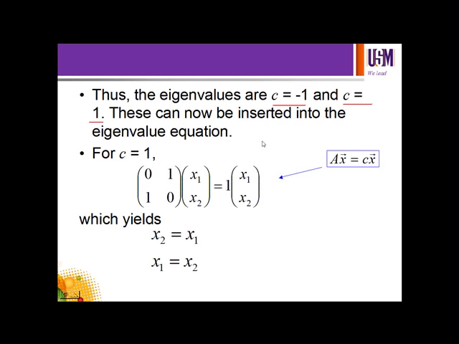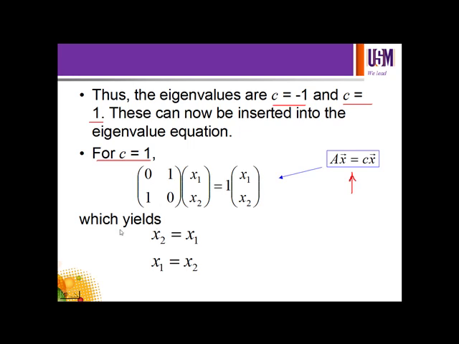These values can now be inserted into the eigenvalue equation. For C equal to 1, we have this matrix representing the operator, 0, 1, 1, 0, and this is the eigenvector x1, x2, and this is C equal to 1, and this is the eigenvector again. This is consistent with the general equation A x equal to C x, where A is the matrix, x with an arrow on top is called the eigenvector, and C is the eigenvalue.